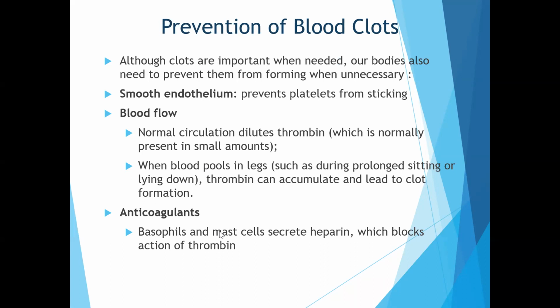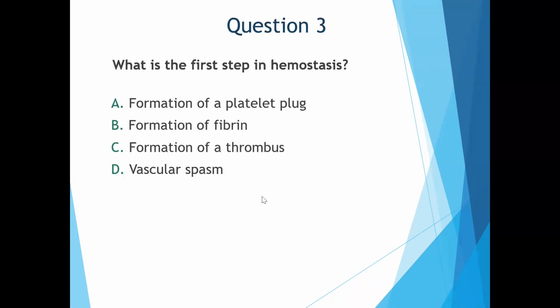And then anticoagulants. So basophils and mast cells secrete heparin, which you talked about earlier, and that actually blocks the action of thrombin and prevents it from happening. So we always have a maintenance level of heparin being secreted to prevent blood clots as well.